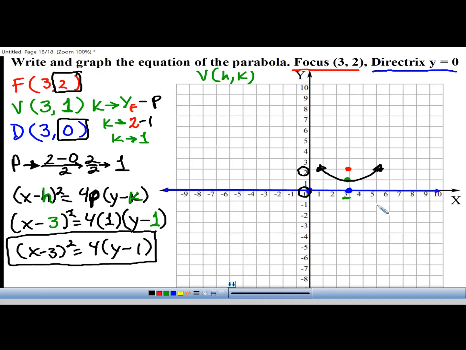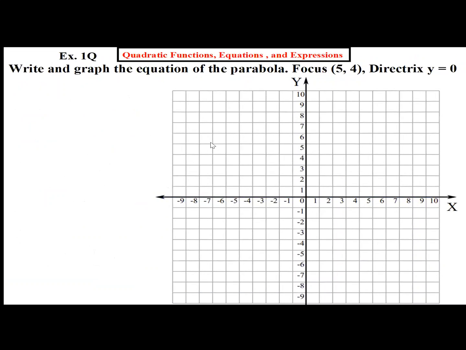All right, so we're gonna do another one. We're gonna do the next one together just to make sure we got it. All right, so do the next one on the new coordinate plane. Copy this one. Example 1Q, it reads, write and graph the equations of a parabola. You don't need the instructions anymore, you already have them. But our focus is 5, 4, and the directrix is y equals 0.